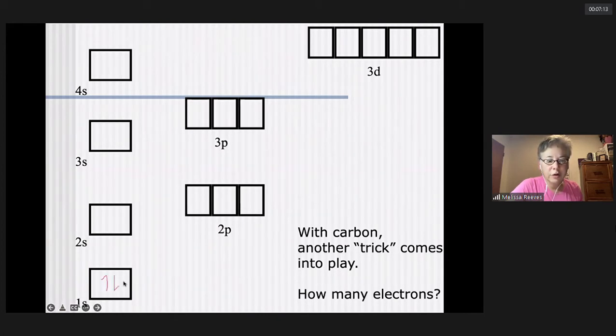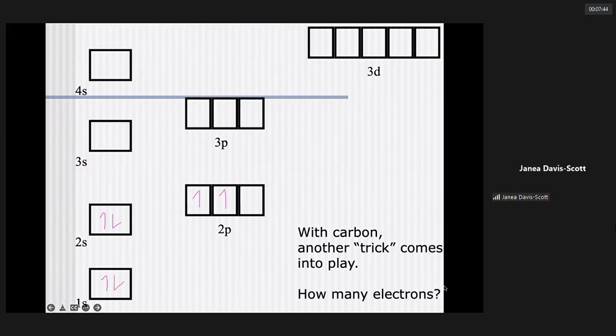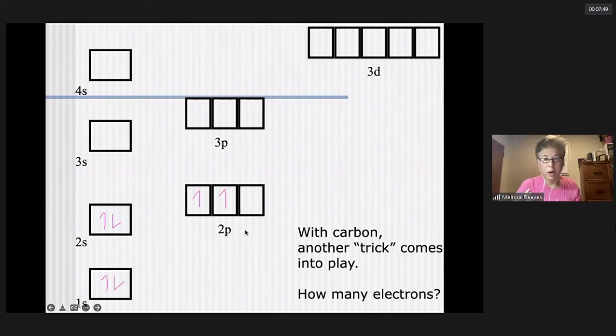So you get 2 electrons here, and then the next 2 electrons go here. So that's 4 out of the 6 carbon electrons. And then the 5th electron goes here, but then the 6th electron goes here, because there's this rule called Hund's rule that says you put 1 electron into each of these boxes because they're all in the same level. And once those are full, then you go back and fill in the second one. Does that sound familiar? Yes. Okay. So then carbon would be written as 1s squared, 2s squared, 2p2.